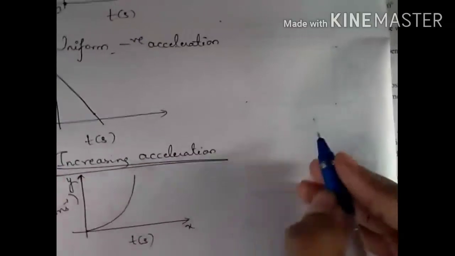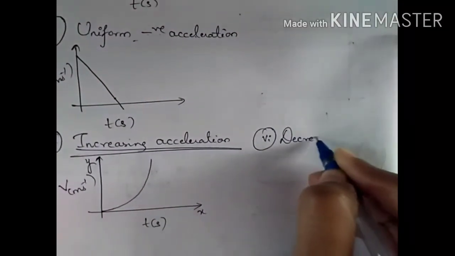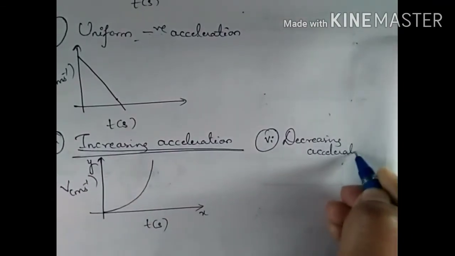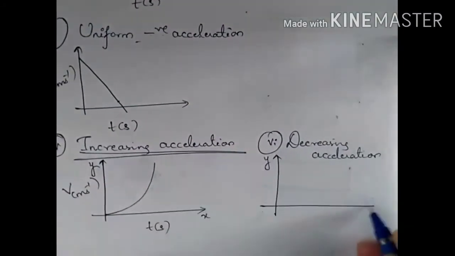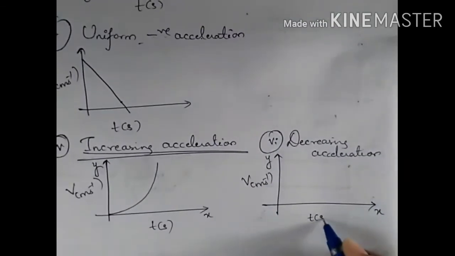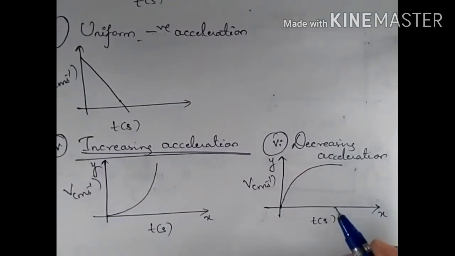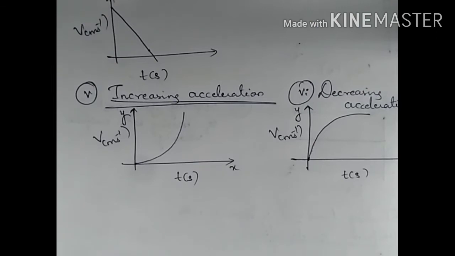If you see for decreasing acceleration, the graph will be opposite to this. That is, it would look like this. So this is for decreasing acceleration. So now you saw different velocity time graphs and position time graphs.